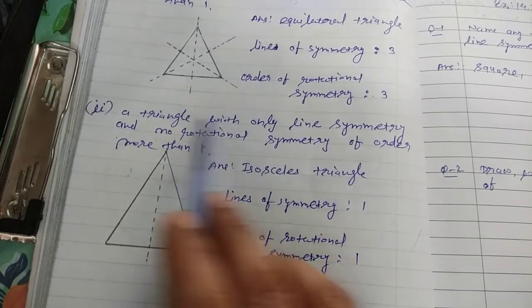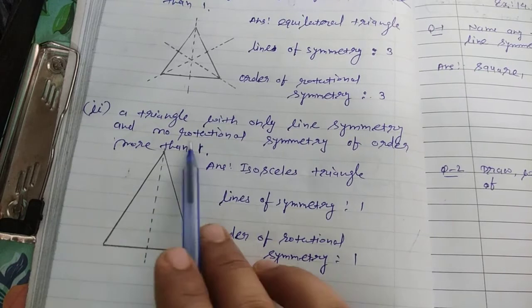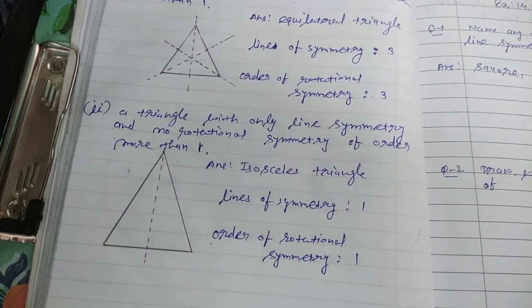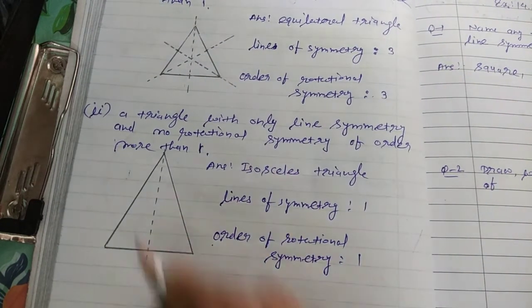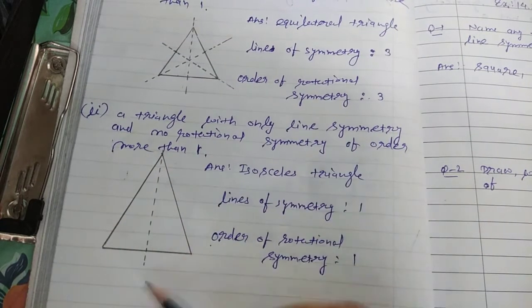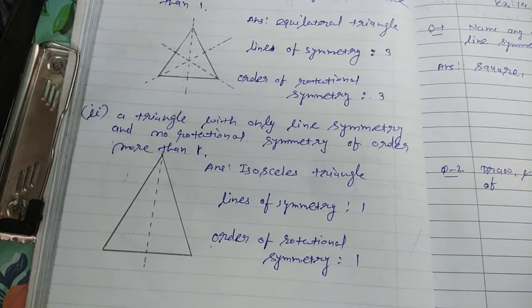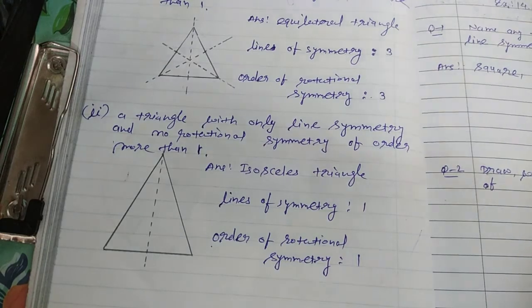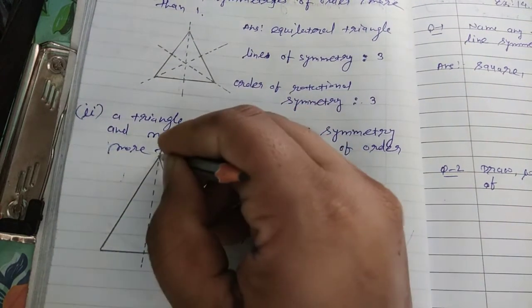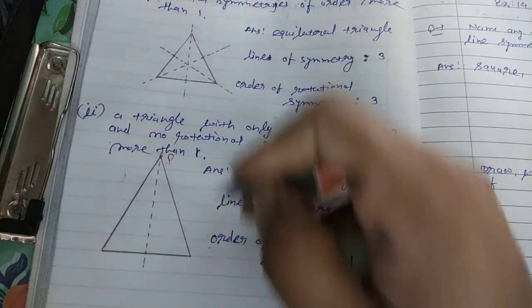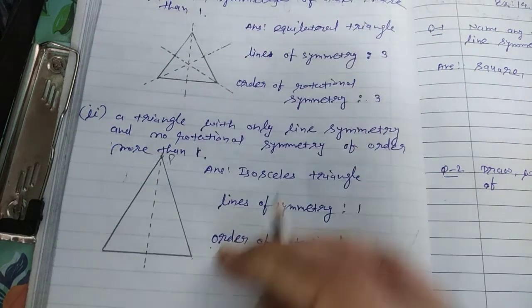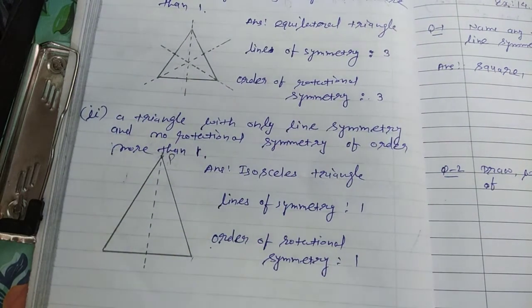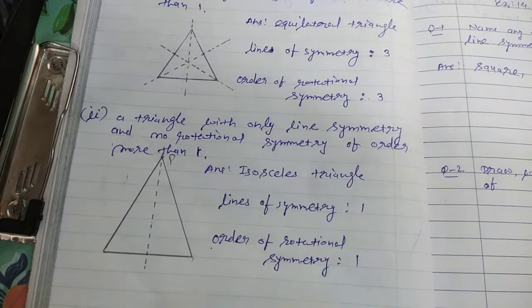Next, number 2. A triangle with only line symmetry and no rotational symmetry of order more than 1. For that, it is nothing but the isosceles triangle. In an isosceles triangle, there is one line of symmetry, and rotational symmetry. So if we take this point P, we have to move this shape in such a way that this point comes to this other point. When this P comes to this point, the shape of the triangle is not exactly the same as the original shape.